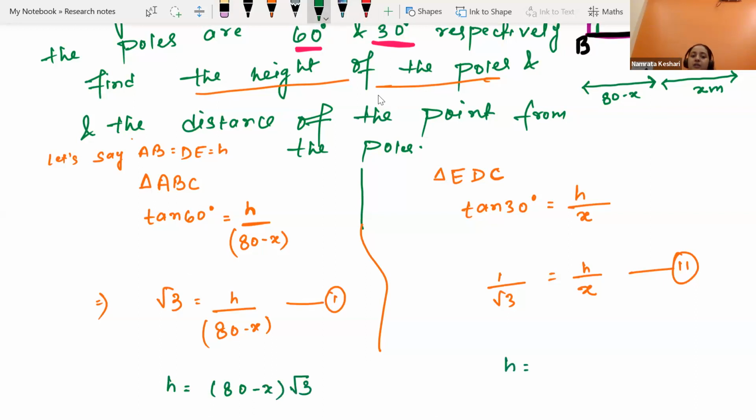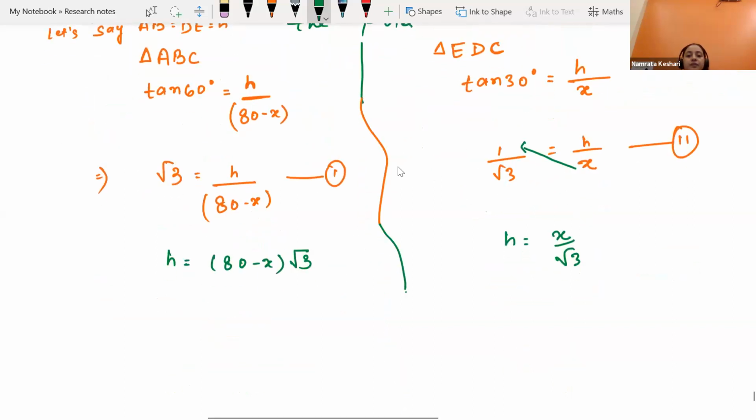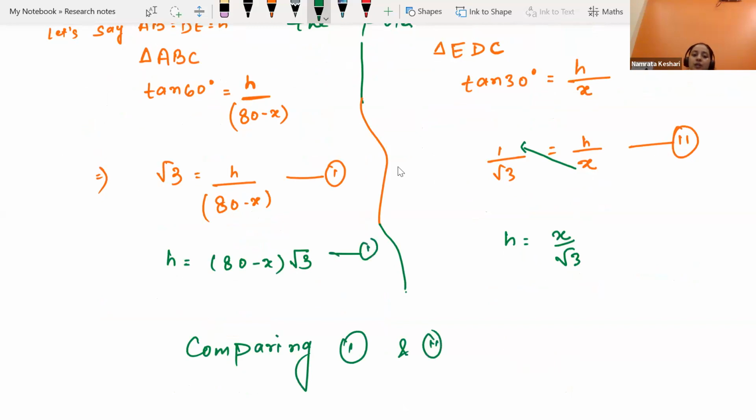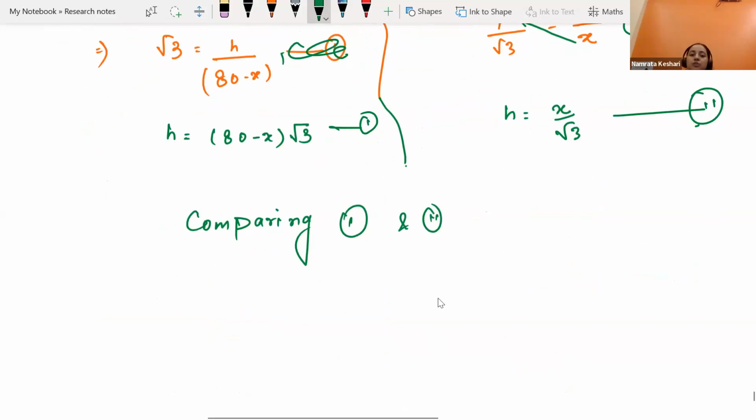Yes, it will be x by root 3. Yes or no? X will go to the other side, it will get multiplied in the numerator, and it will be x by root 3. Yes or no? Yes, ma'am. Comparing h from both equations, comparing 1 and 2. Rather than saying this one and this one, call this one 1 and this one 2. Then it will make sense that we are comparing these two. So 80 minus x root 3 is equal to x by root 3.